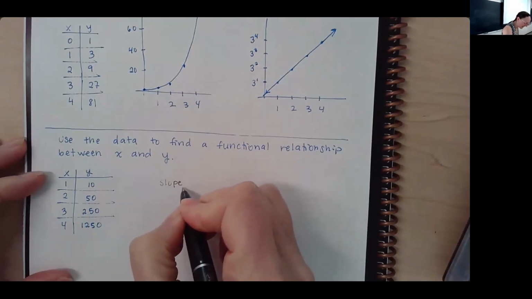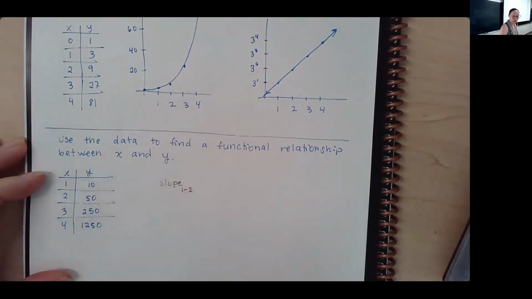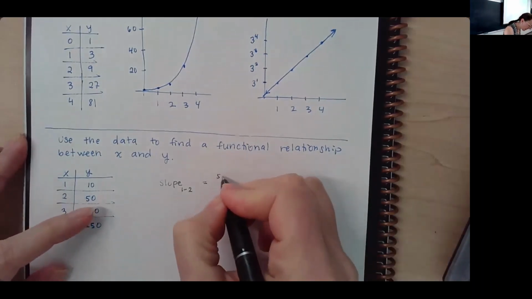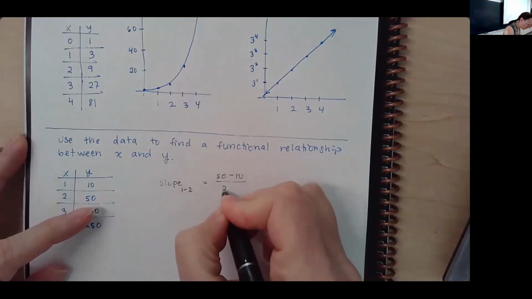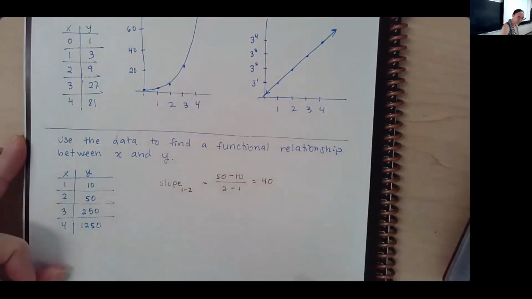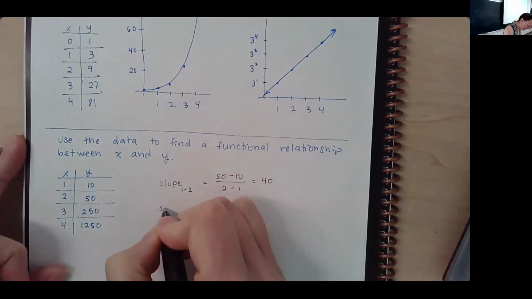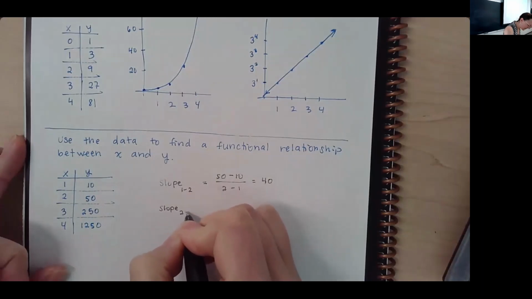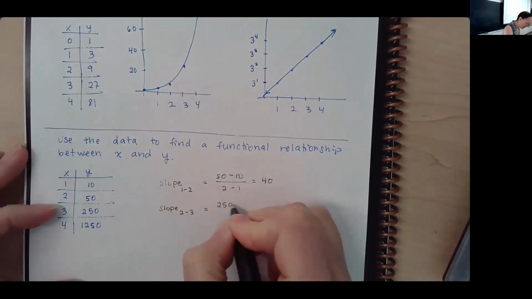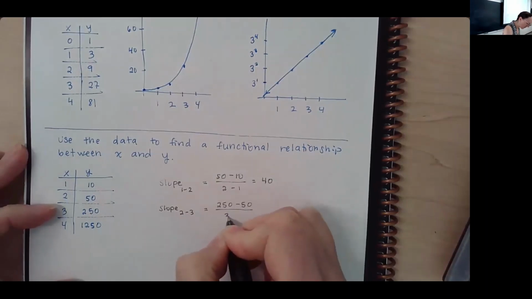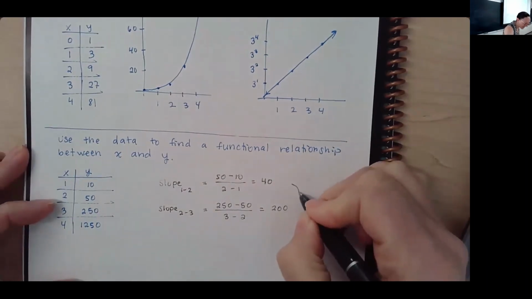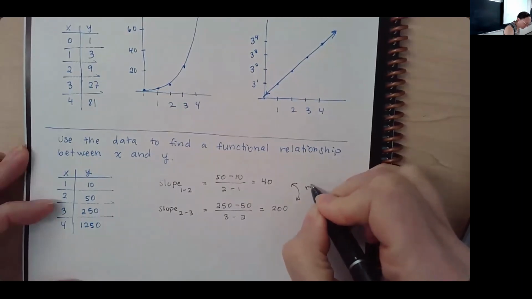So if I think about that, I'm going to find the slope. And I'm just going to write this as the slope between 1 and 2, between my two X values. And that slope would look like 50 minus 10 over 2 minus 1. That's a slope of 40. If I take a different pair and I look at the slope between points 2 and 3, then change in Y, so 250 minus 50 over 3 minus 2. Well, that's a slope of 200. These are not the same, so I know it's not linear.